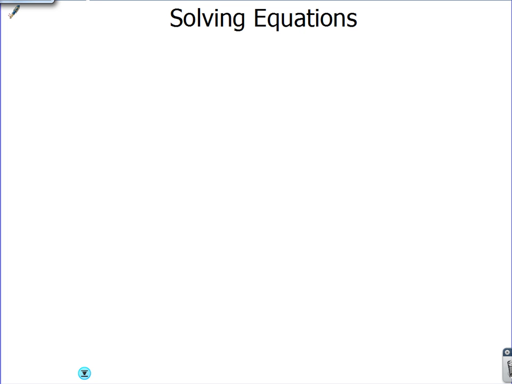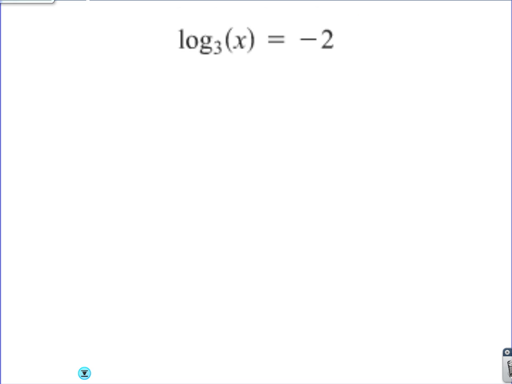Solving equations. We're going to start with some basic ones. These will be pretty good. Log base 3 of x equals negative 2. I can't move anything over. There's no plus or minus. There's no multiplication. If you had like 5 times this, you could move the 5 over, but there's nothing that can be moved over, so the only option you have is to change forms.